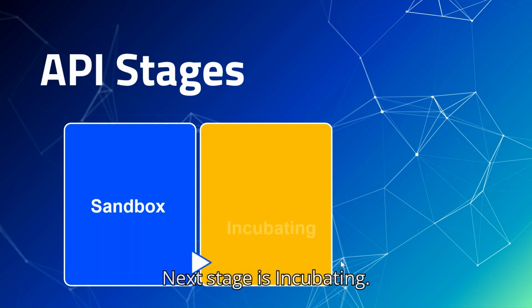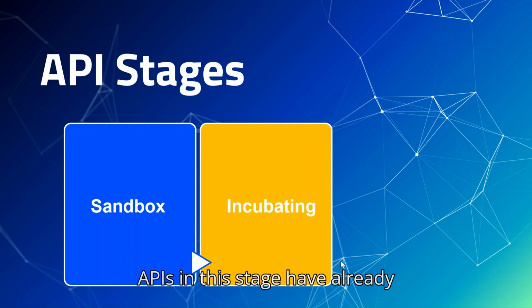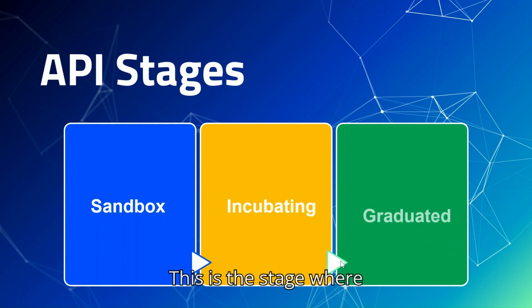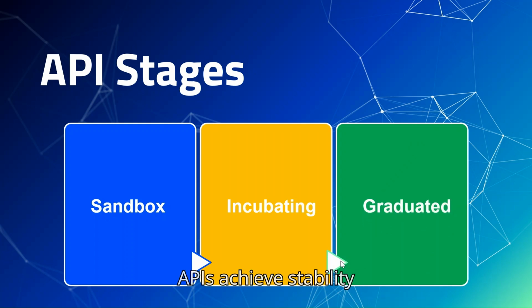Next stage is incubating. APIs in this stage have already been implemented by at least one operator and have gained sufficient community support. These APIs are part of a CAMARA subproject, either an existing one or a new one created during incubation. Then the final stage is graduated. This is the stage where APIs achieve stability and widespread market adoption. A graduated repository signifies a mature CAMARA API ready for broader use.